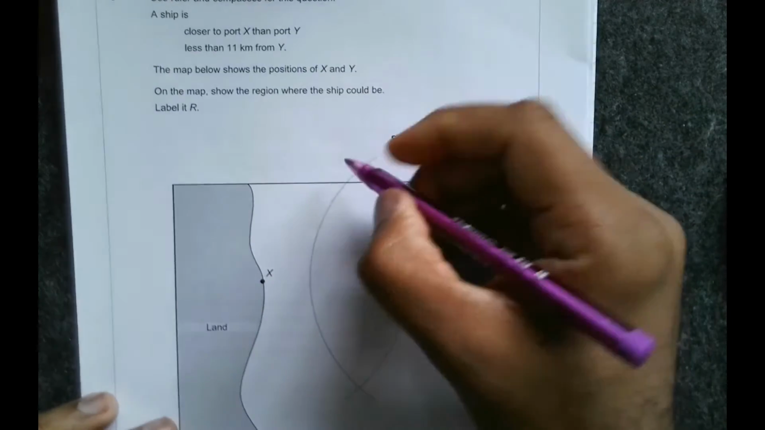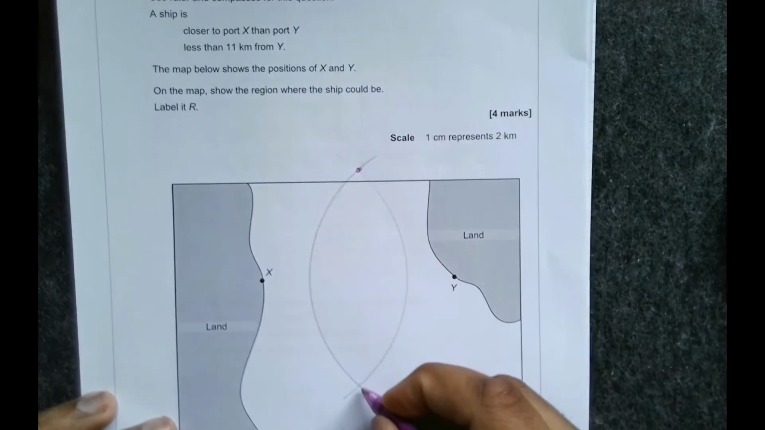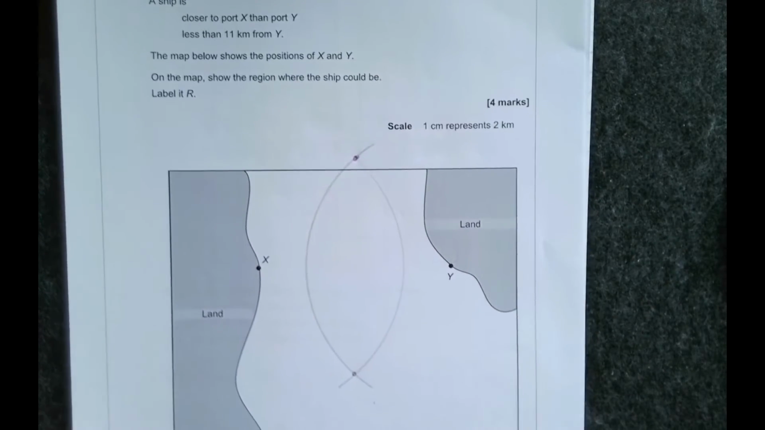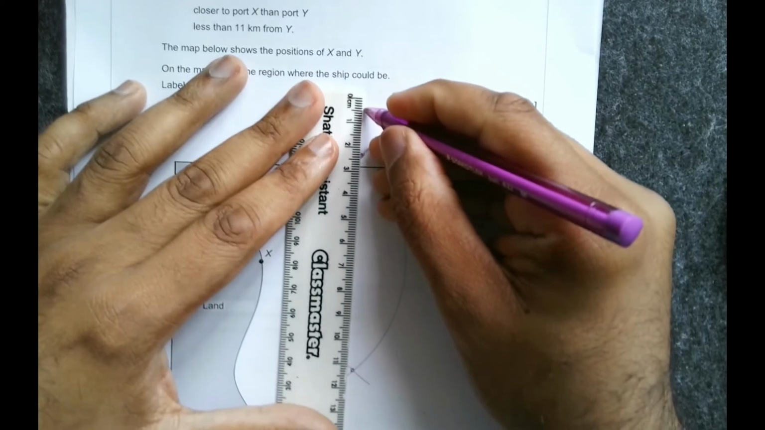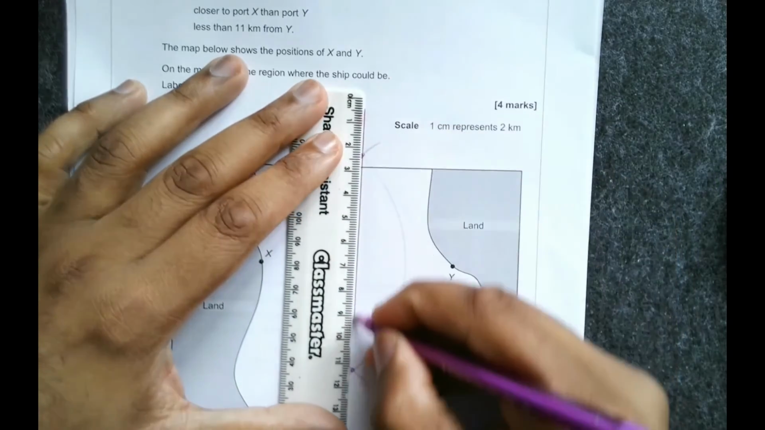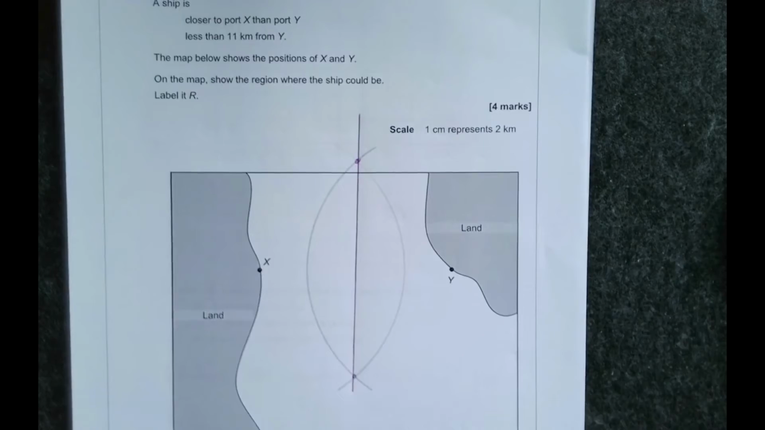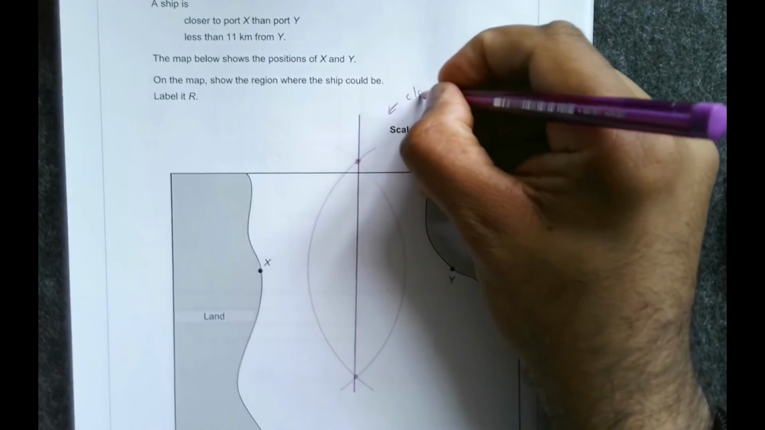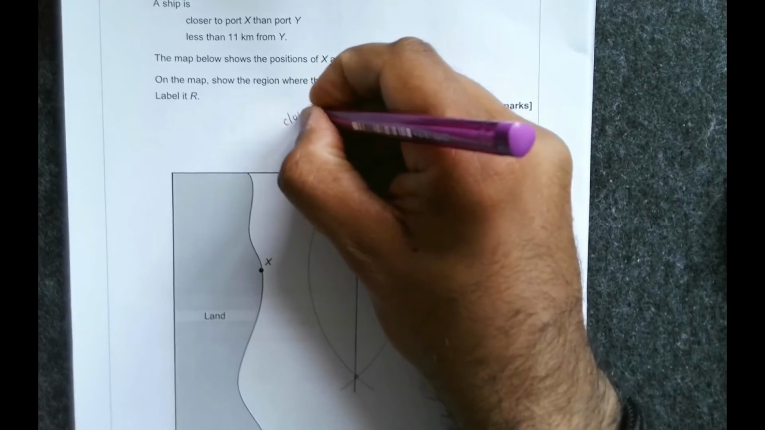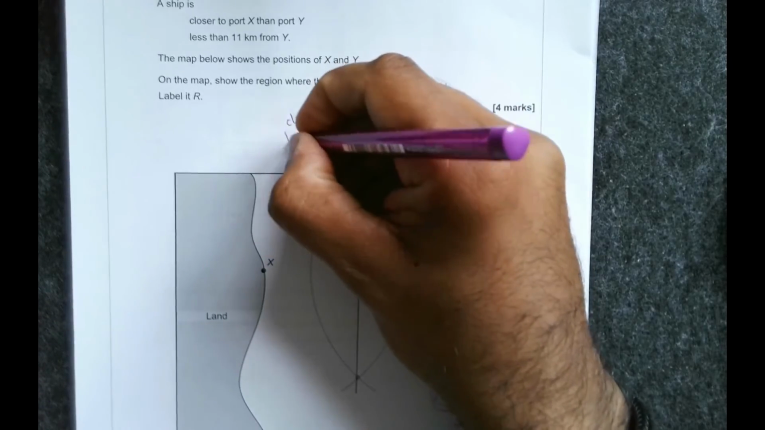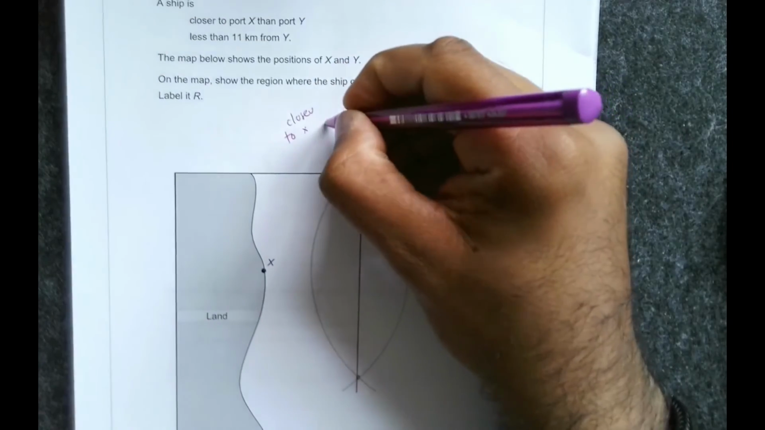Now if I just highlight that there, there's one intersection point and there is another intersection point, and then with a ruler, what I want to do is join those intersection points up. What we've got here is that this side is closer to Y and this side here is closer to X, and this is the side that I'm wanting.